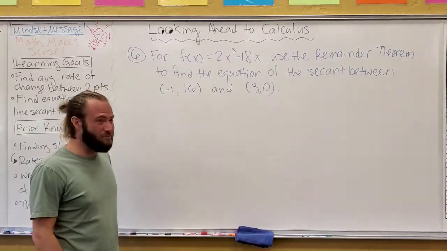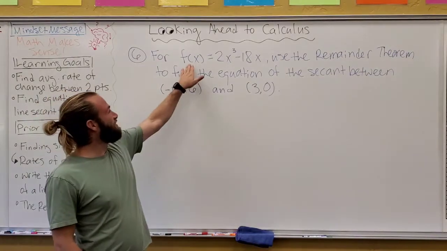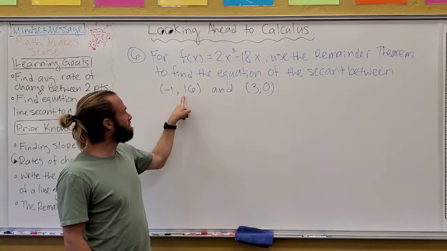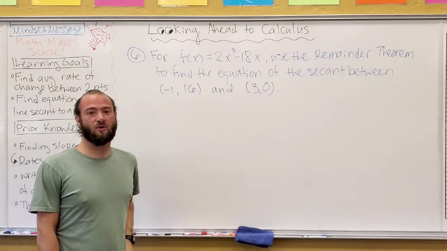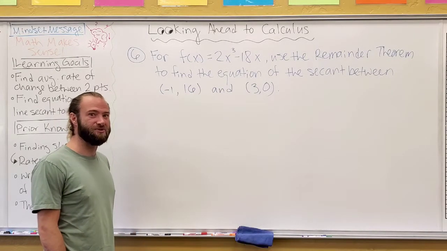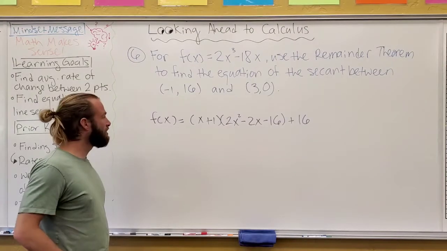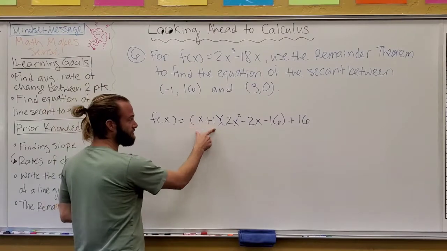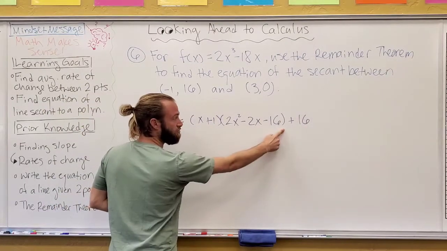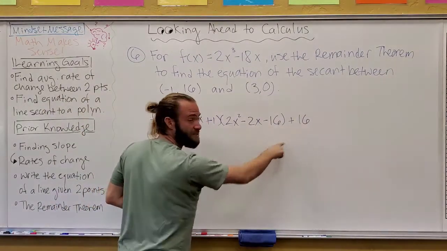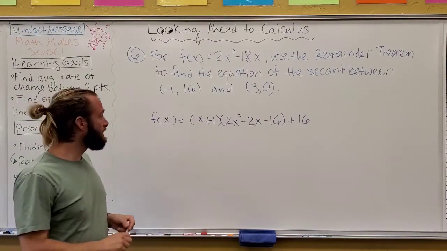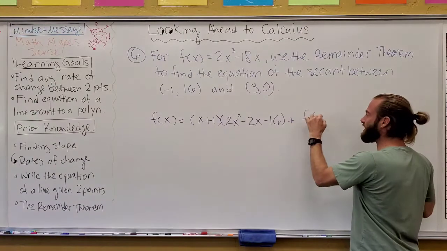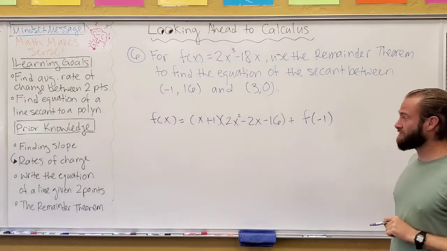Now we're at what we've all been waiting for, I'm sure. The same function that we just have been looking at. Find the equation of the secant between these 2 points. Exactly the same question that we asked previously, but let's use the remainder theorem. So, as we just saw a moment ago, we can rewrite f of x as x plus 1 times this polynomial when we divide it, plus that remainder of 16, right? Now, technically this 16, just to show you a pattern, that was f of negative 1, right? Based on the remainder theorem.